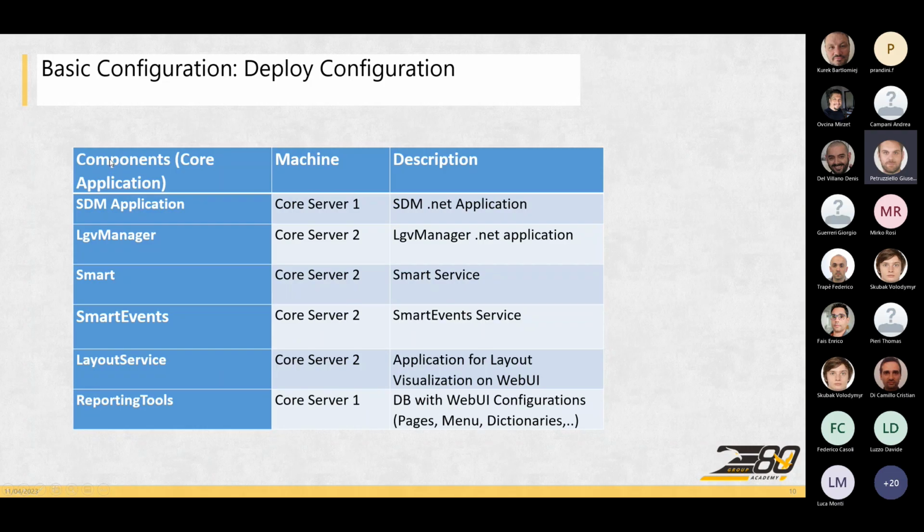About components on the core machines. We suggest having the SDM application on Core Server 1, the LGV Manager application on Core Server 2, the machine used for core services, Smart on Core Server 2, and Smart Event also on Core Server 2, and layout service, it's the same, and the reporting tool we suggest hosting on Core Server 1. This is the distribution for core applications on the core servers.